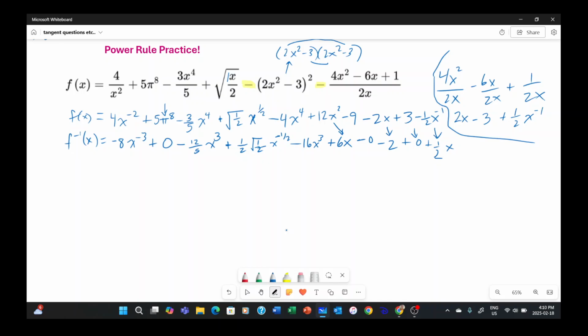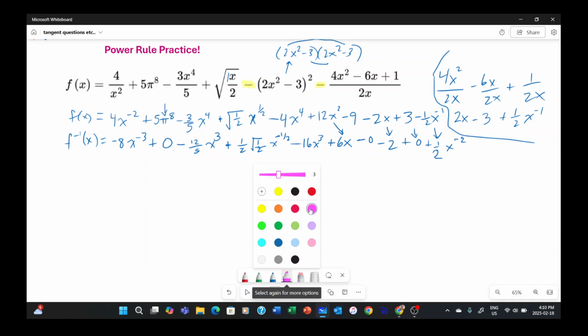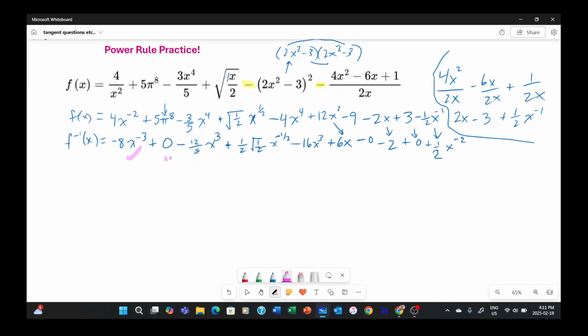And that's 1/2 x to the, sorry, I hit my eraser button by accident. 1/2 to the -2. And this would actually give you 10 out of 10, I think. Let's quickly grab a highlighter here. Let's pick pink. And I think we got 1, 2, 3, 4, 5, 6, 7, 8, 9, 10 marks.